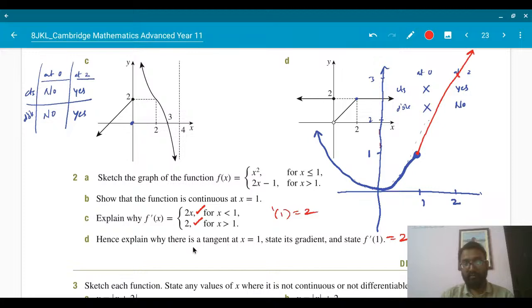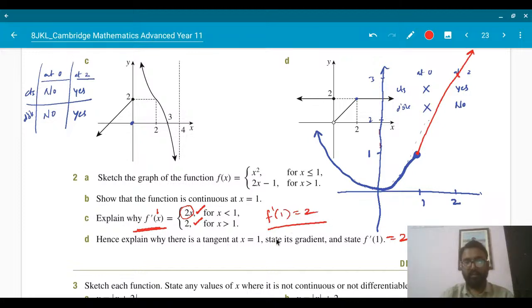2x minus 1, derivative is 2. So at x equals to 1, what happens? In this derivative, you have to put here x equals to 1. At x equals to 1, its value is 2. So therefore, f dash 1 is equals to 2. Put x equals to 1. If you are getting the same values, it is differentiable at x equals to 1.